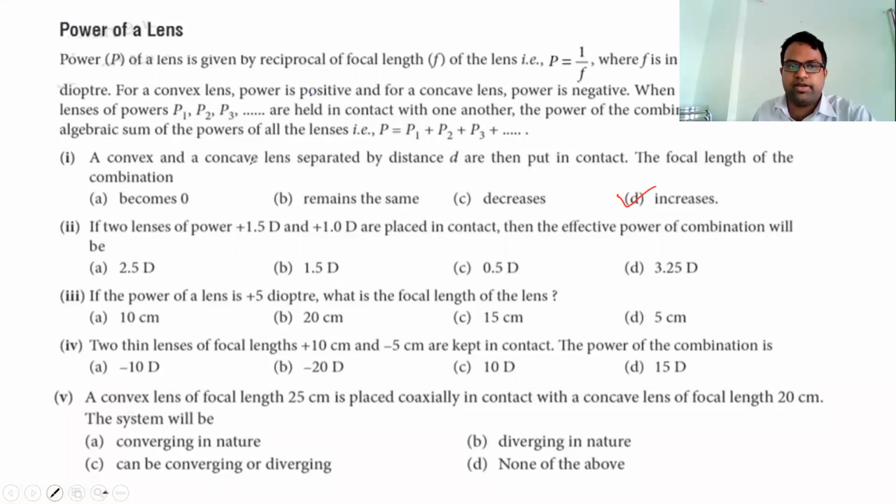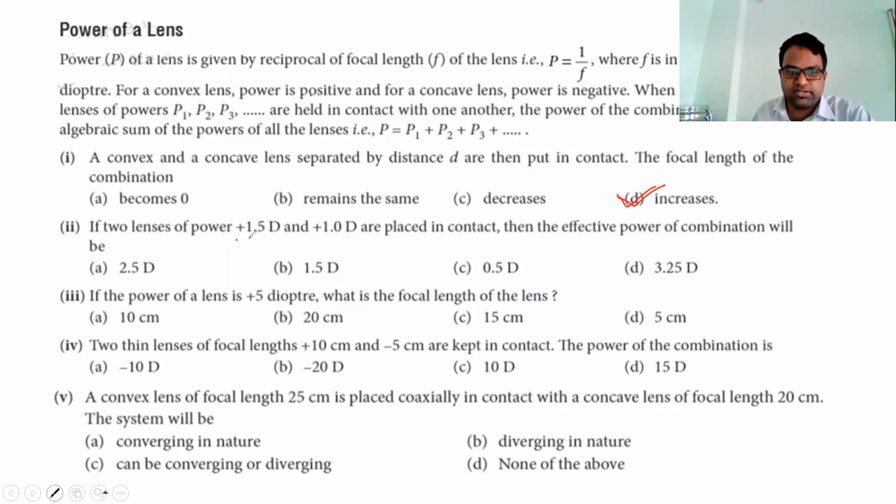When a concave and convex lens separated by a distance D are then put in contact, the focal length of the combination will increase. First they are separate, then they are brought together. So when they are brought together, the focal length will be more. Now question number 2 is very easy.